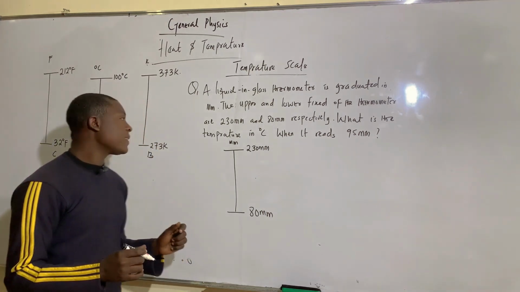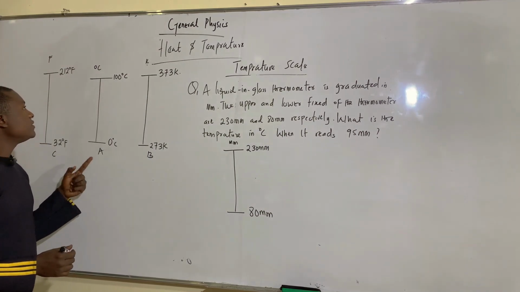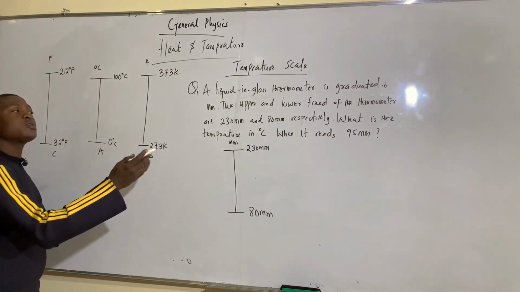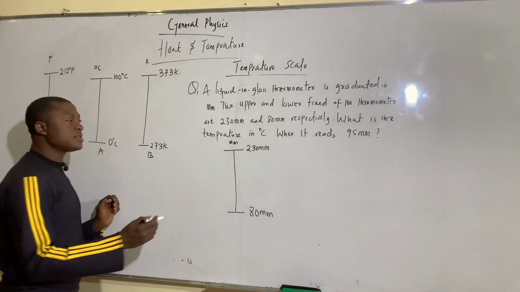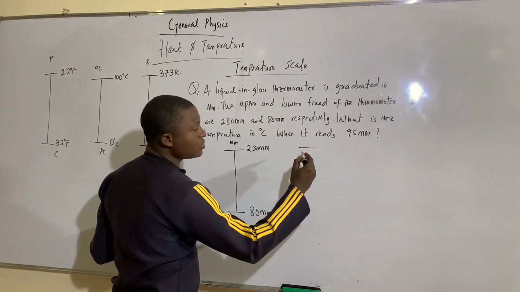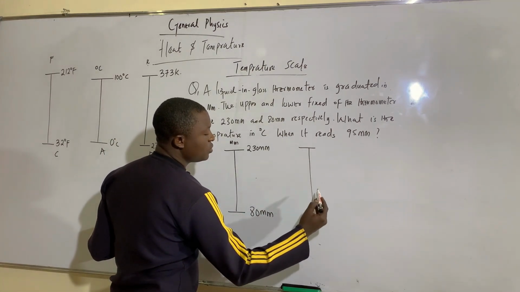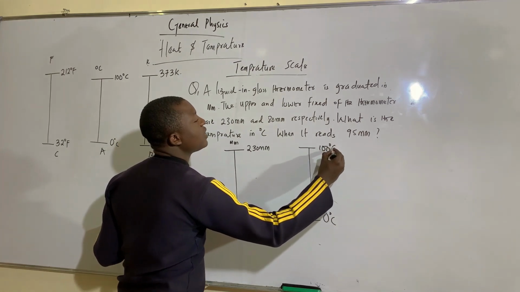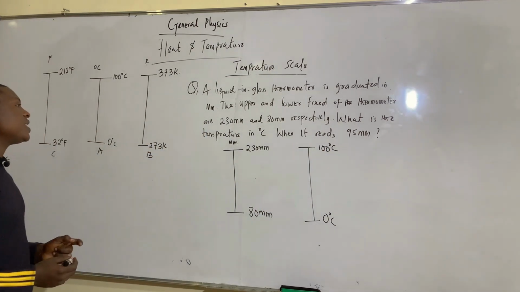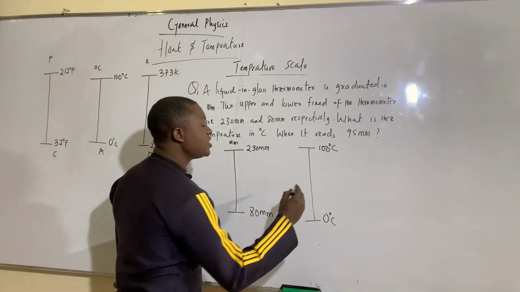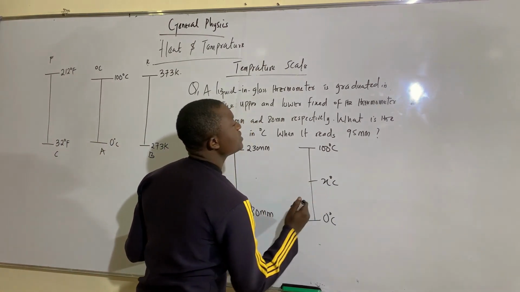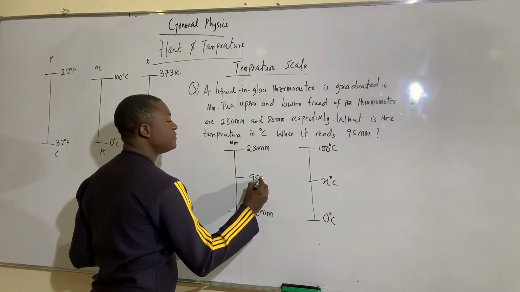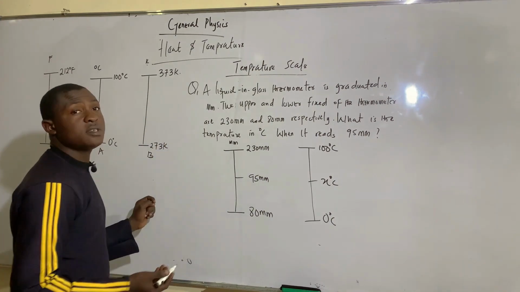So which one are we going to apply? Are we going to apply the first scale here, the second one, the third one? Of course, we are going to apply the Celsius scale because we have to find the value in Celsius. For the Celsius scale that we know, we have 0 degrees Celsius as the lower fixed point and 100 degrees Celsius as our upper fixed point. They now said we should look for the value in Celsius. Let's say x degrees Celsius, if the thermometer reads 95 millimeter.